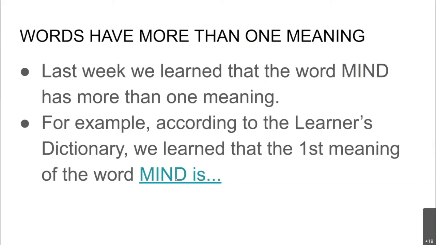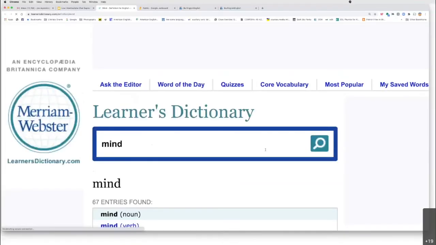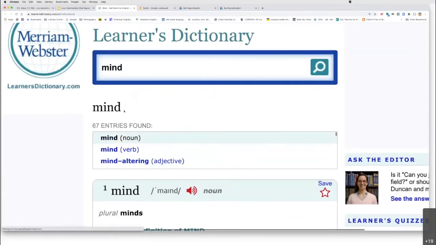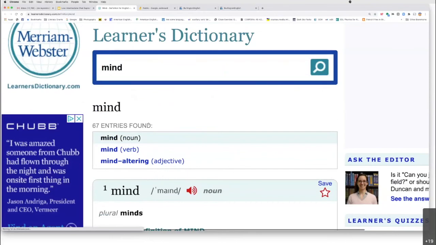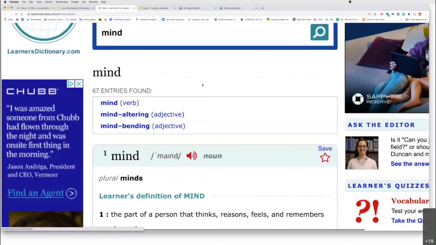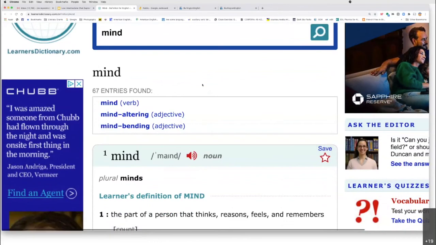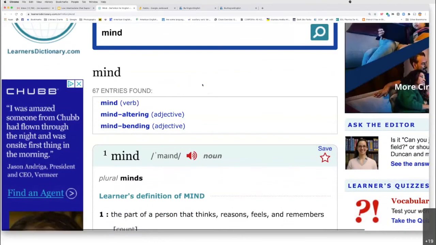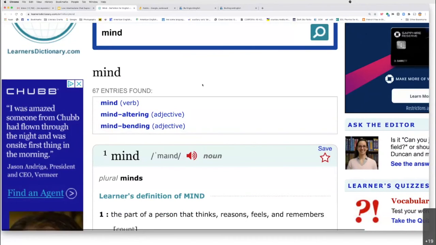So for example, if I pull up the dictionary, notice that the word mind, take a look. In this dictionary, the word mind has 67 different ways to use the word. That's a lot, isn't it? Right? Can you remember 67 things? No. I can't remember 67 names. I can't. I'm usually good at remembering my students' names, but I can't remember 67 things.